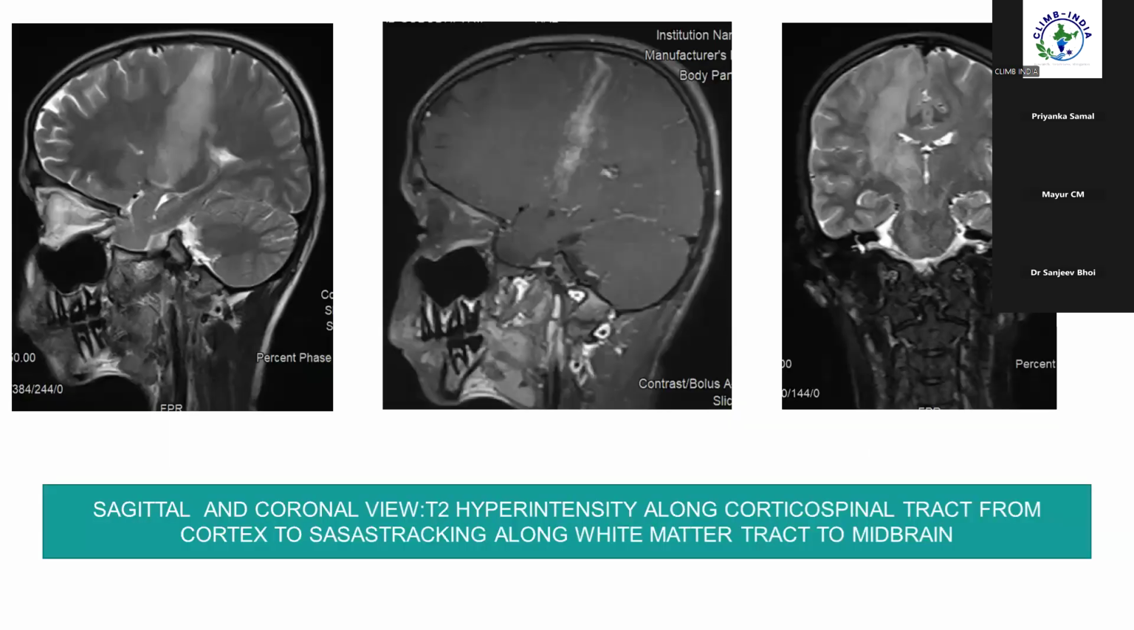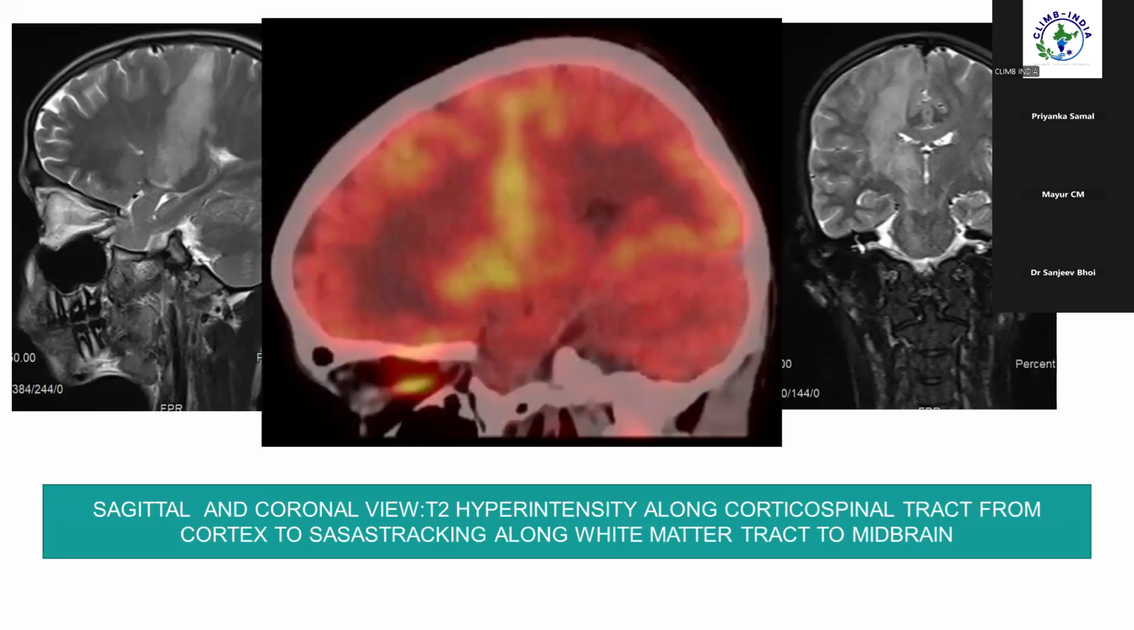This is the sagittal and coronal section of the image, T2 and T1 contrast. We can see the whole extent of the lesion starting from the cortex near the precentral gyrus up to the subcortex, internal capsule, coming up to the level of the midbrain. We can see the tracking sign right from the cortex along the white matter up to the midbrain. This was the corresponding FDG PET of the same patient, which showed tracking of the hypermetabolism along the length of the white matter tract, from the cortex up to the midbrain.